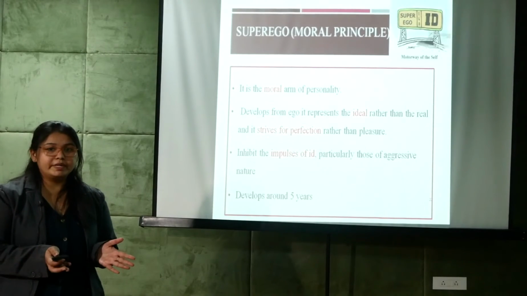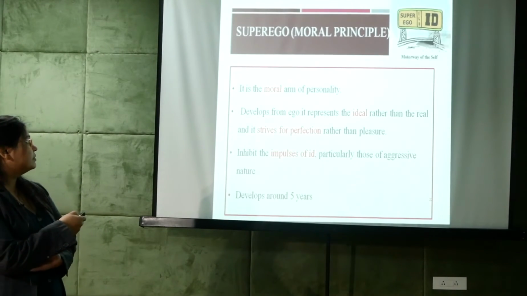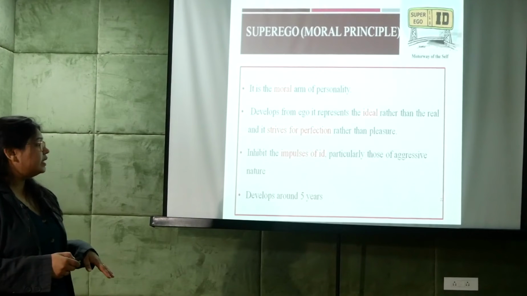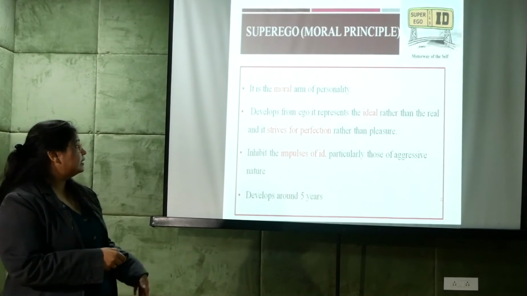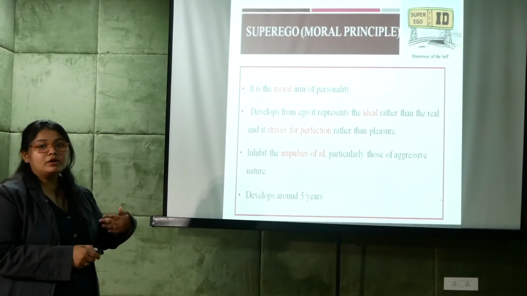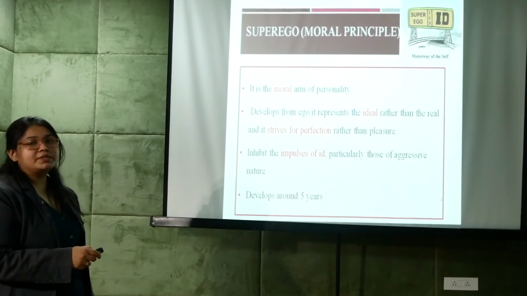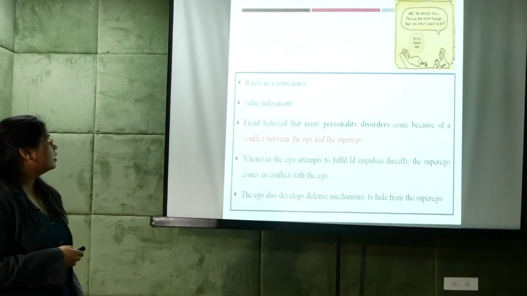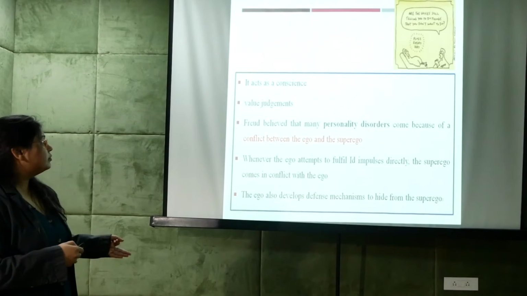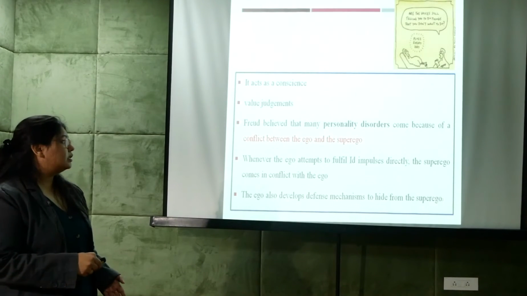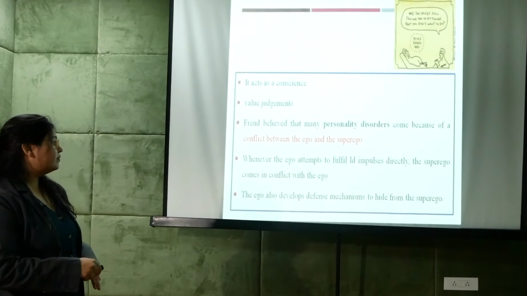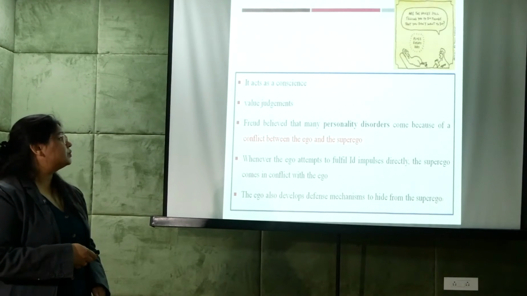Then comes the superego, which is also the moral principle. It is the moral arm of the personality. It develops from ego. It represents the ideal rather than the real, and it strives for perfection, inhibits impulses of instinctual drive, and develops around 5 years of age. It acts as a conscious value judgment, and Freud believed that many personality disorders come because of conflict between ego and superego, and ego also develops defense mechanisms to hide from the superego.